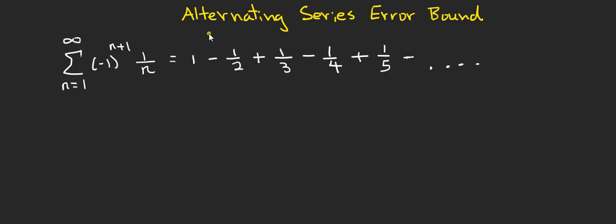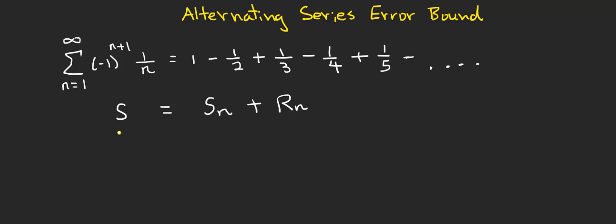In this video, we're going to talk about alternating series error bound. When we talk about alternating series error bound, let's take a look at this alternating series which converges, meaning that it has a finite sum. When you expand the terms, you get 1 minus 1 over 2 plus 1 over 3 minus 1 over 4 and so forth. You have an infinite number of terms.